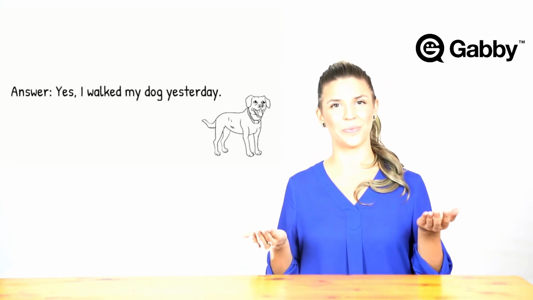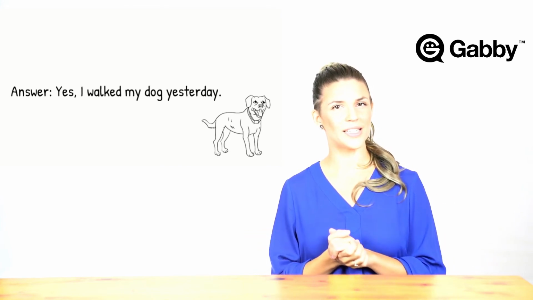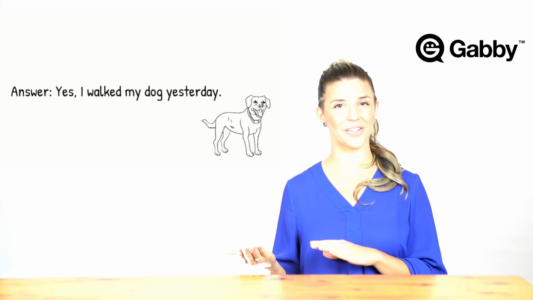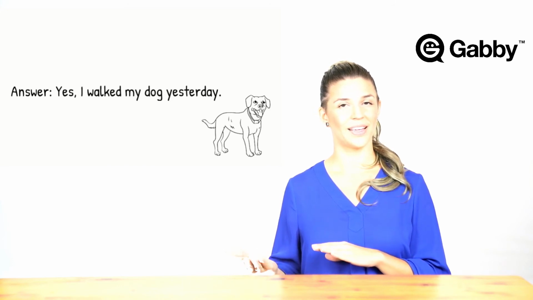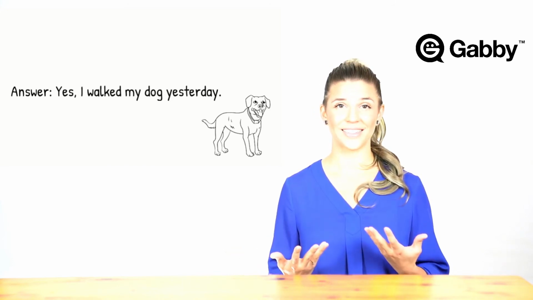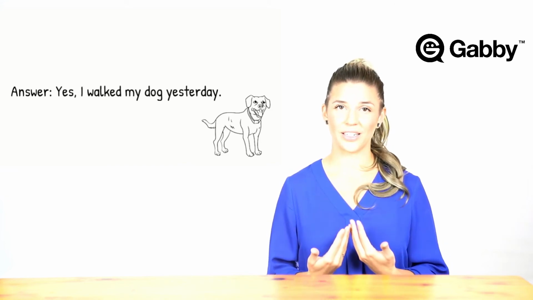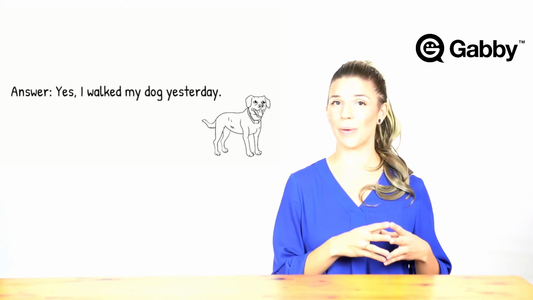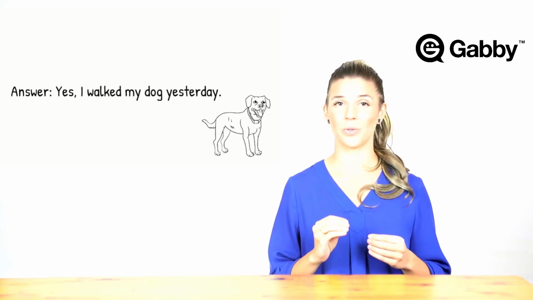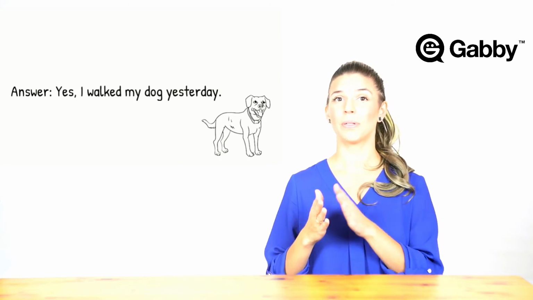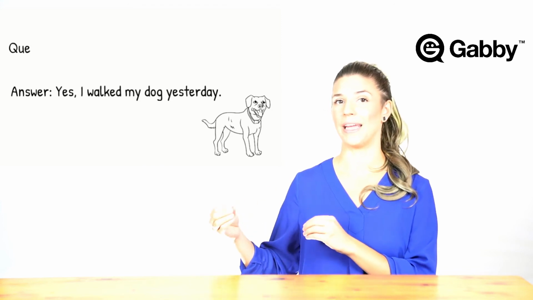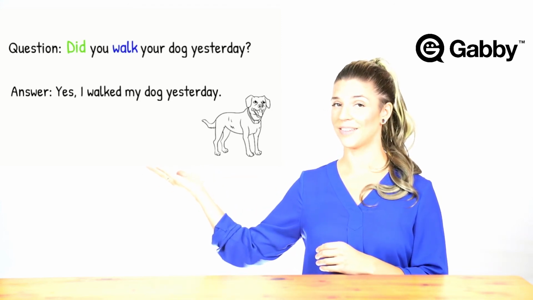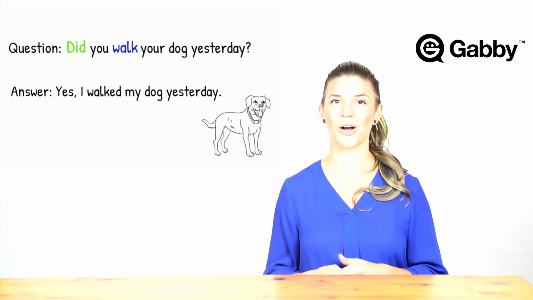How did you do? Did you notice anything different with the verbs in my question and in the answer? If you did, then great. When you ask a question or you answer someone with a no using the simple past, you always use the verb did plus the base of the main verb. Did you walk your dog yesterday? Yes, I walked my dog yesterday.